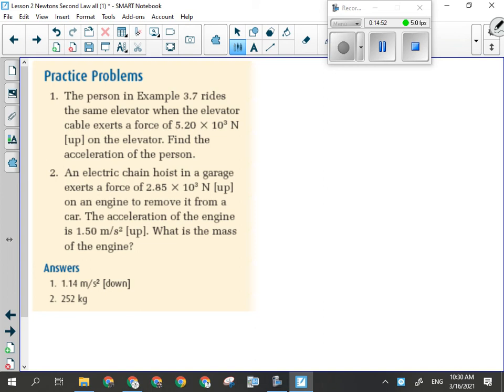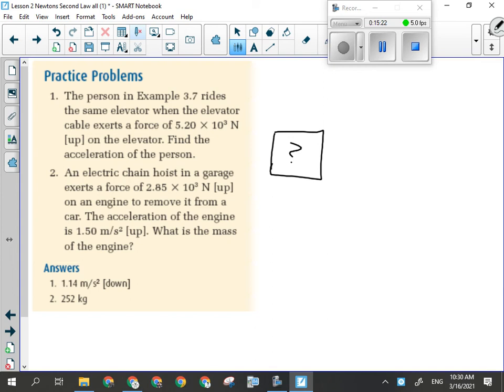It exerts a force of 2.85 times 10 to the 3 newtons up on an engine to remove it from a car. The acceleration of the engine is 1.5 meters per second squared up. What's the mass of the engine? So I need to draw my free body diagram. I have no idea what the mass is. That's what I'm being asked to find. So it makes it a little difficult.